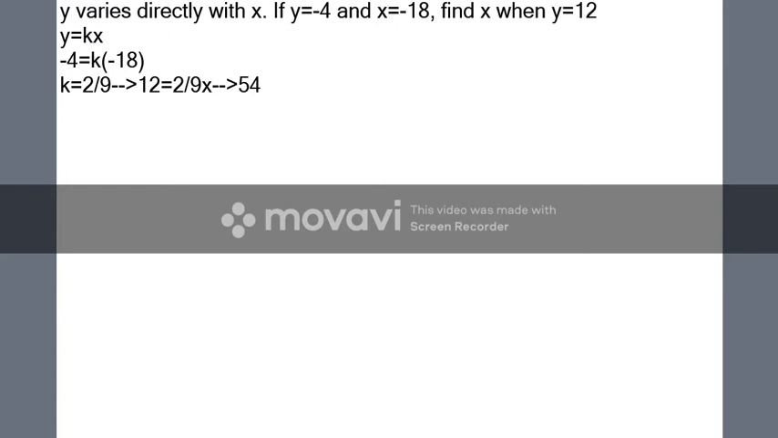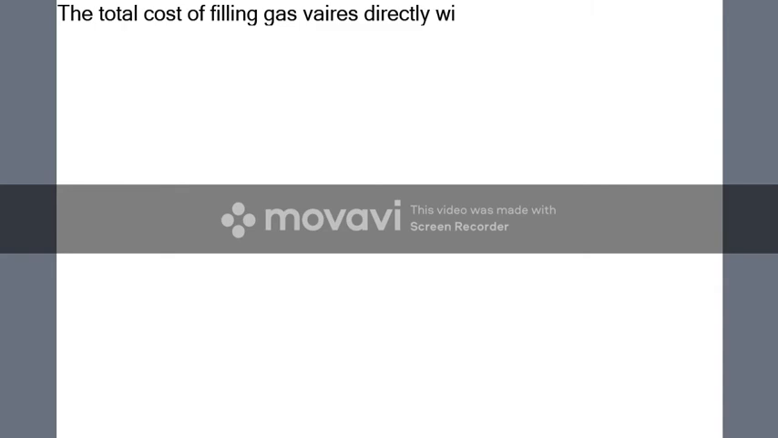Let's do one more, a little bit harder question. So let's get rid of this stuff right over here. So the total cost, right? The total cost of filling gas in a car varies directly with the number of gallons you purchase.